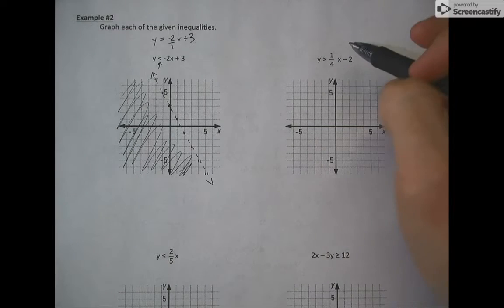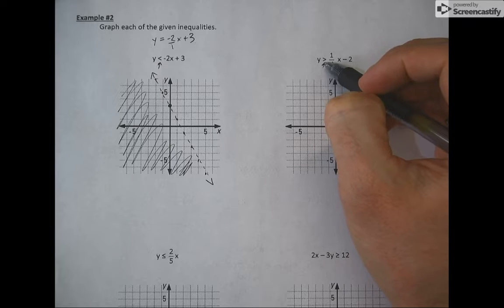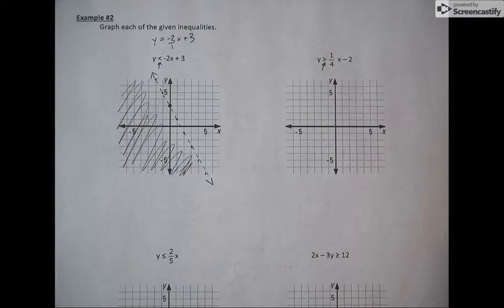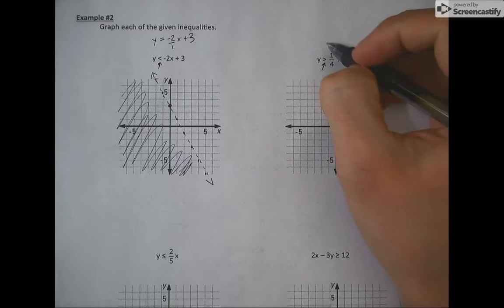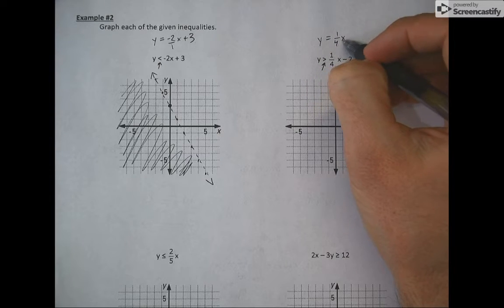So going on to the next example, we've got a greater than sign. Okay, so we're going to shade above the line, and there's no equal sign. So when we draw the line, it's going to be dotted. So again, if it helps, think about it just as an equation.